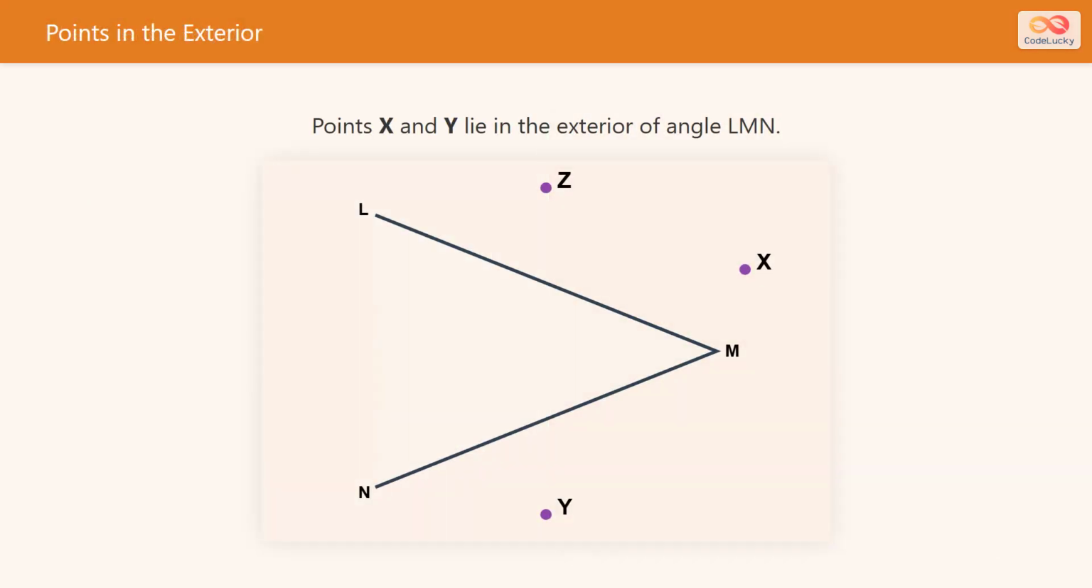Just like with the interior, we can have points in the exterior. Here, points X and Y are outside the arms of angle LM, and point X is behind the vertex, and point Y is below the bottom arm. Both are in the exterior region.